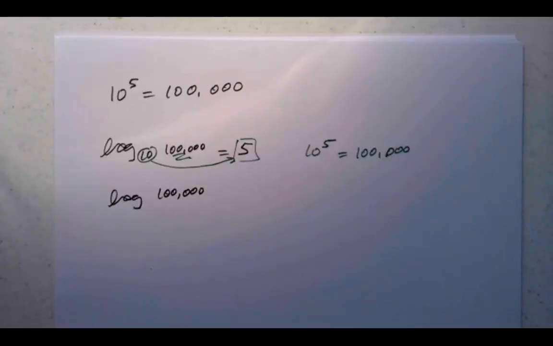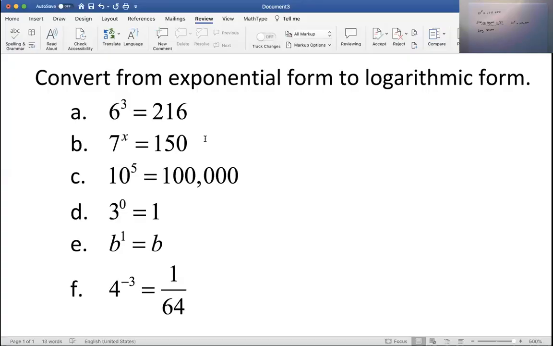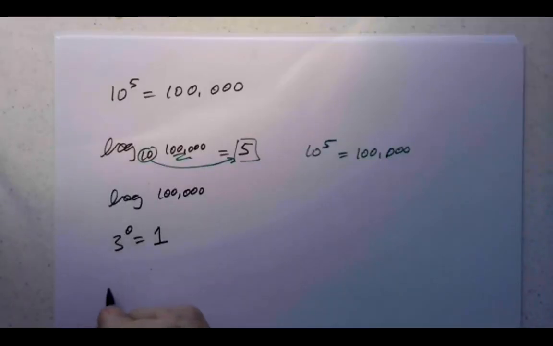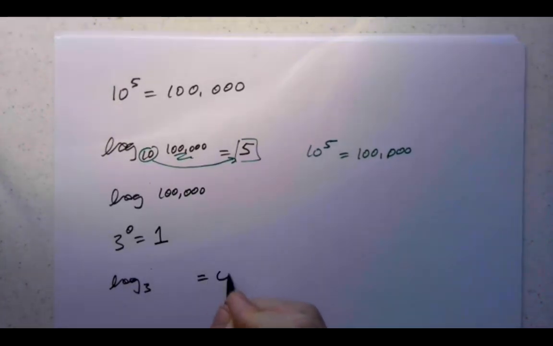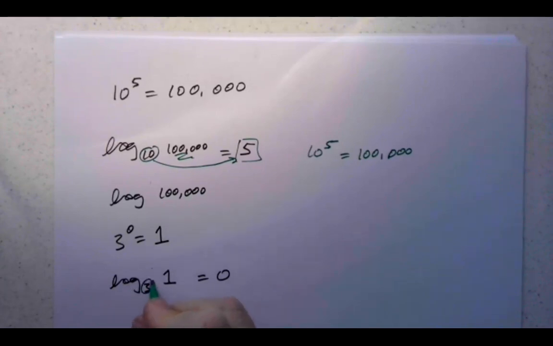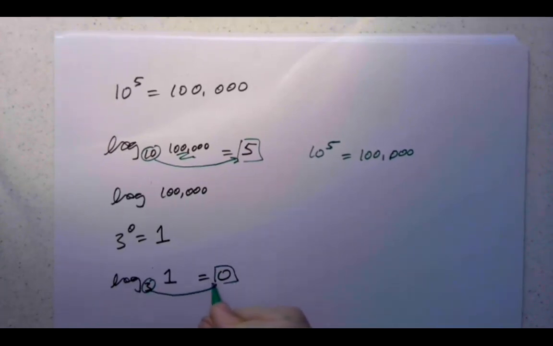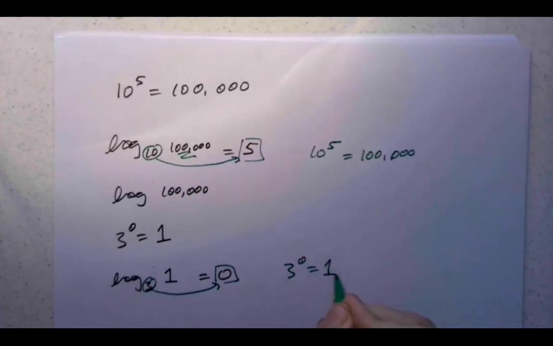So our next question is 3 to the 0 equals 1. How do we write that? Log base what? The base of the exponent is the base of the logarithm. The exponent is on the right, and the argument is what's left. So the base is 3. Circle the base. 3 to the 0 equals the argument, 1. 3 to the 0 equals 1 is my way to check that.